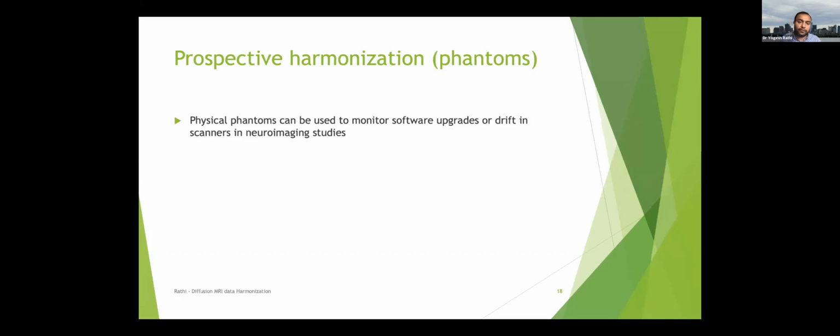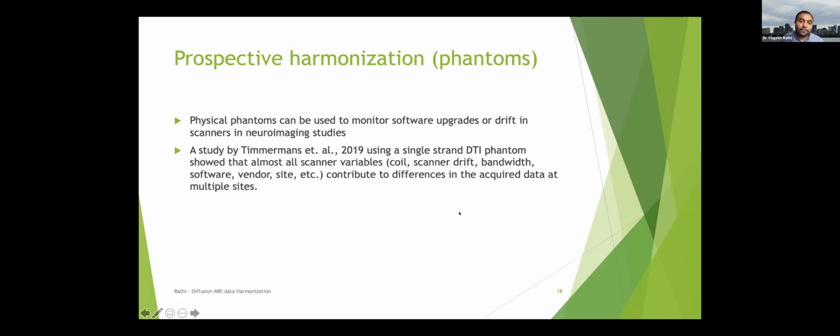So I think this is just a very brief slide that I earlier talked about physical phantoms. There is a study by Timmermans, which is a very nice study. They use a phantom to show that almost all scanner variables produce variability: coil, scanner drift, bandwidth, software, vendor, etc. You name it.